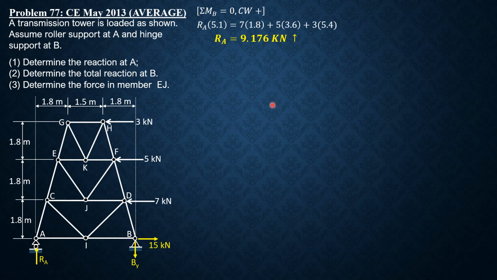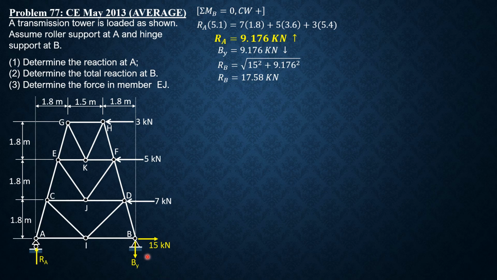Then for reaction at B, By is also 9.176 downward. So therefore, we can now compute the magnitude of the reaction at B. Square root of 15 square plus 9.176 square. So the magnitude of RB is 17.58 kilonewtons. It is directed down to the right.